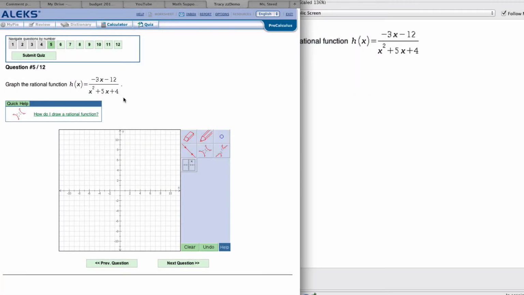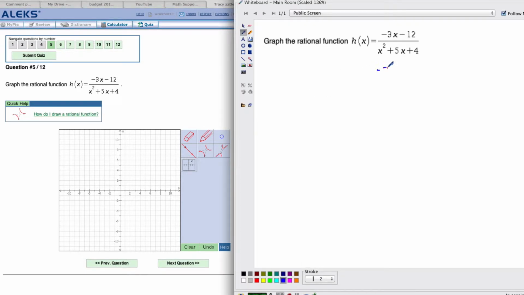Right, in this problem, you're asked to graph the rational function h of x equals negative 3x minus 12 all over x squared plus 5x plus 4. So the first thing we're going to do is factor the numerator and denominator and see if we can simplify this function at all. So let's start there. We can factor out a negative 3 from the numerator, and that gives us x plus 4. And then we can factor the denominator to x plus 4 and x plus 1.